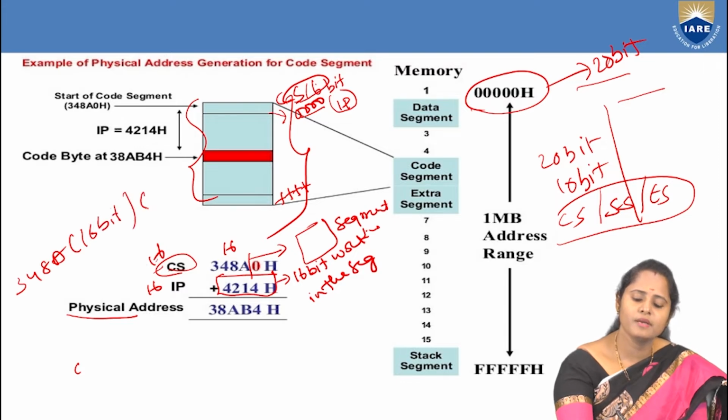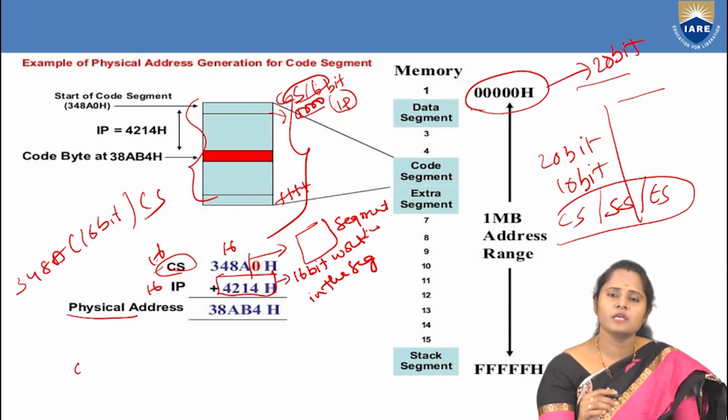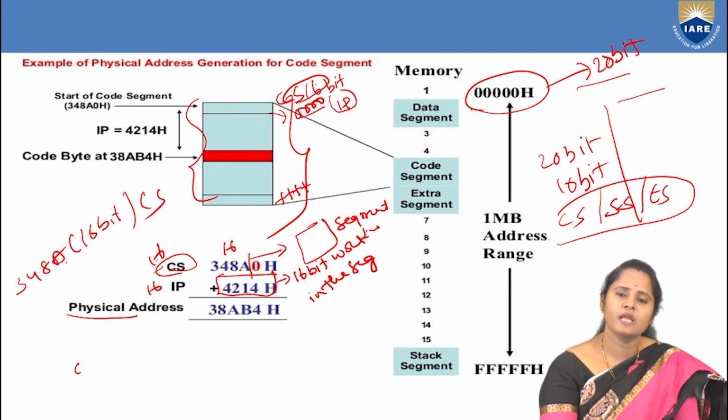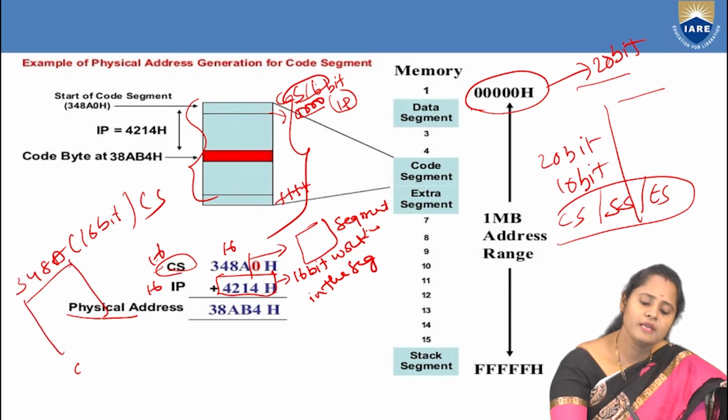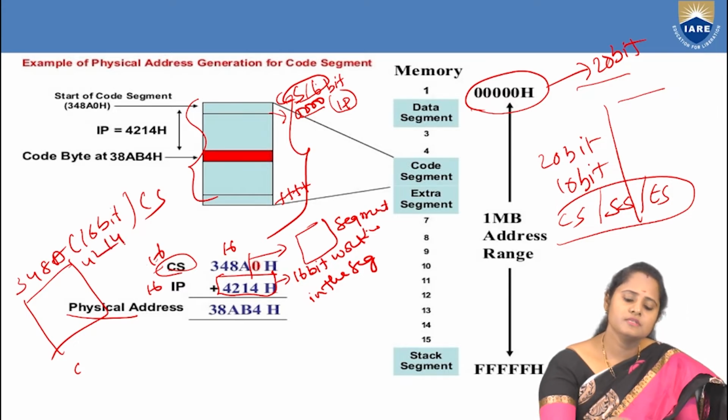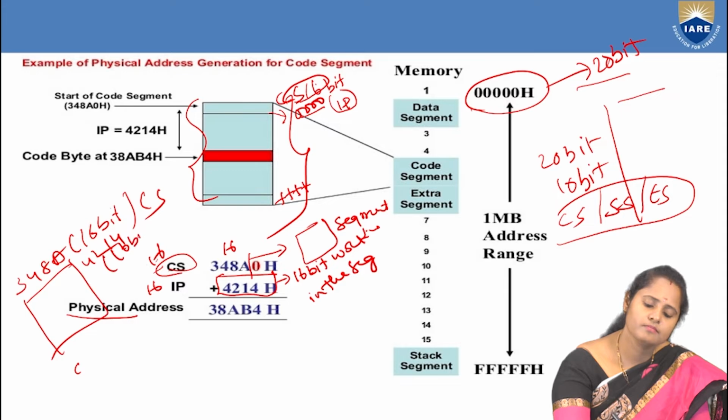This is a code segment address. Suppose I'm working in a code segment, and that code segment address is denoted by 348A. And in that segment, the memory location I'm accessing is 4214. So this is also 16-bit.